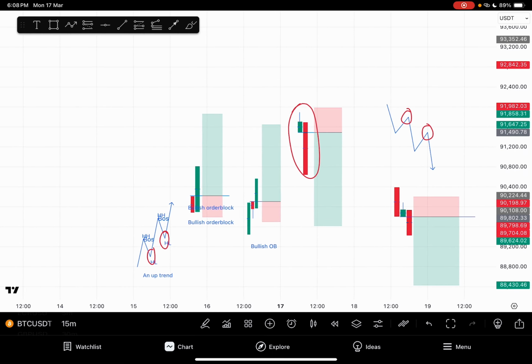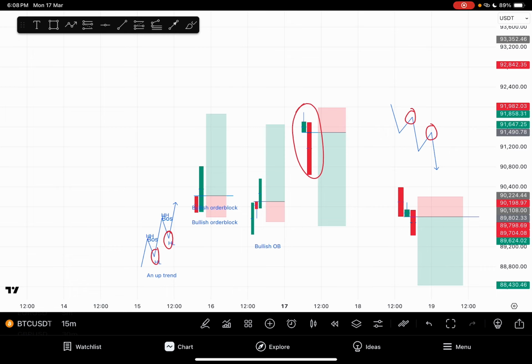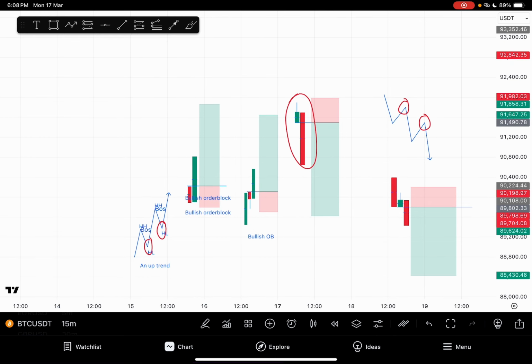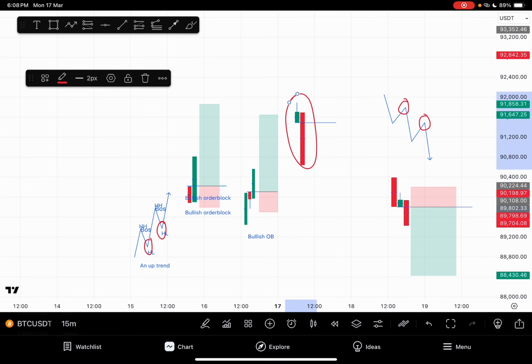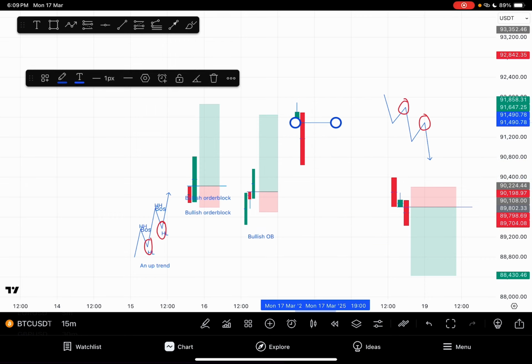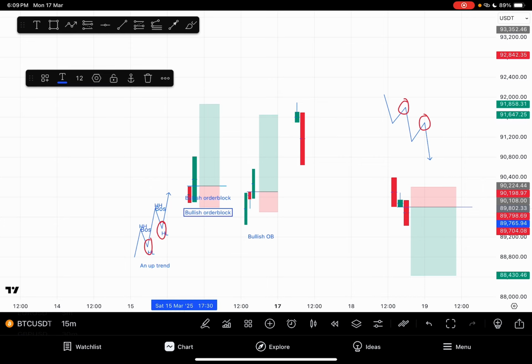And let's move to the next one, which is the breaker block. We say a breaker block is an order block that got violated, or an order block that did not play out. So let me give a quick example of how the breaker block works. Let me clear this out from my screen.